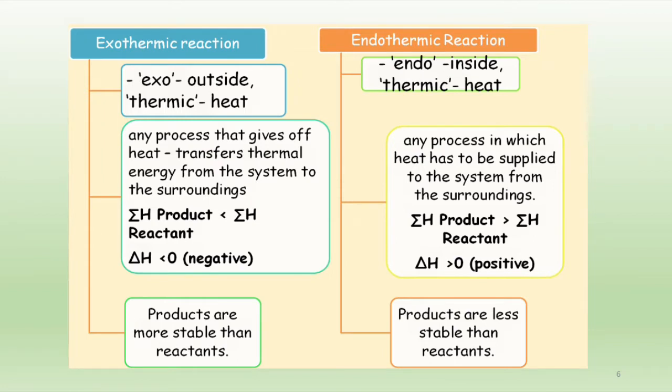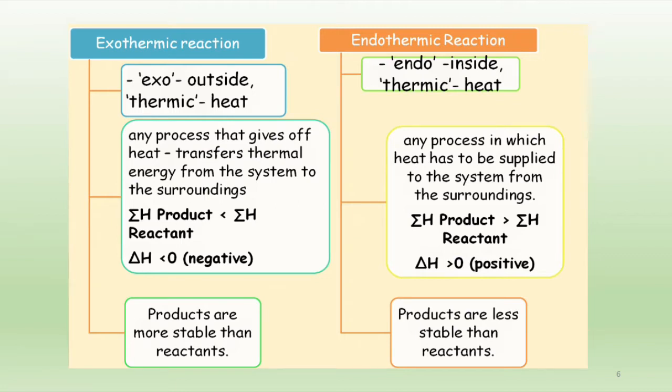The symbol delta H for an exothermic reaction will have a negative value, or a value less than 0. On the other hand, delta H of an endothermic reaction will have a value higher than 0, or in other words, delta H is a positive value.